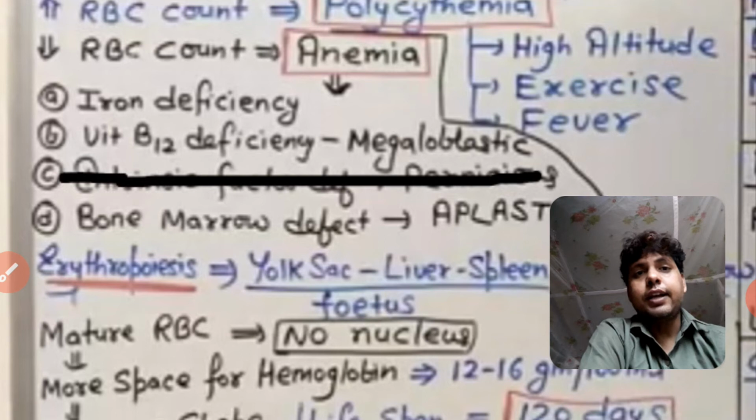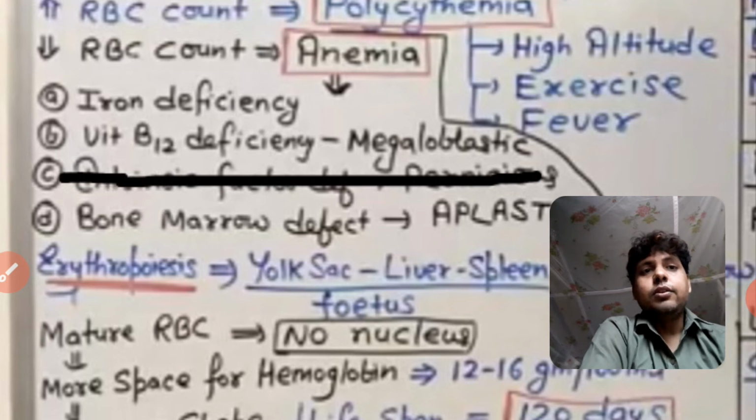If intrinsic factor deficiency occurs, then the body is unable to absorb vitamin B12. So, in the absence of vitamin B12, there is a reduction in erythropoiesis and a reduction in RBC. This type of anemia is called pernicious anemia. If any defect occurs in the bone marrow, that also causes a reduction in RBC, and this type of anemia is called aplastic anemia.